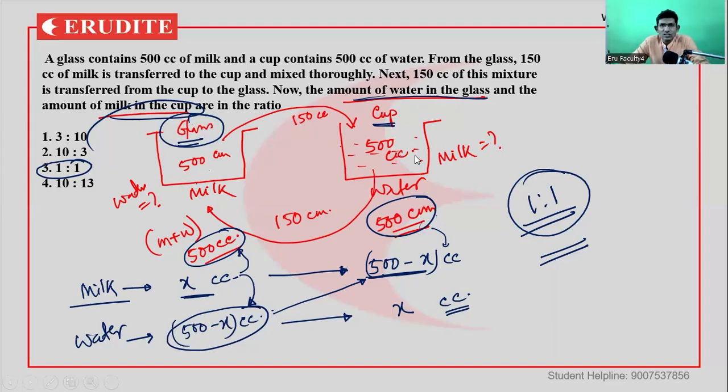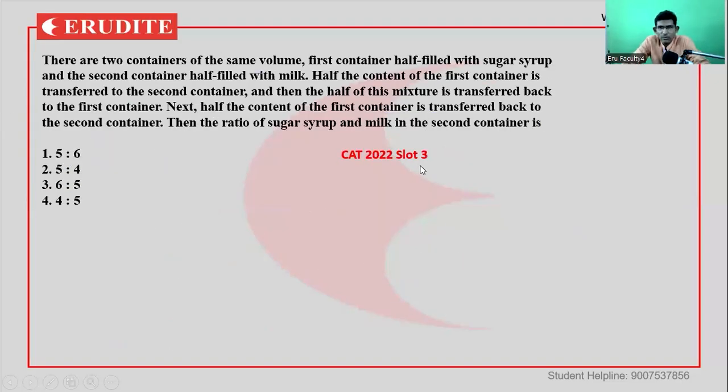Fine. So next, now we take another question, this type of logical question. This appeared in CAT 22 slot 3. Now it says, there are 2 containers of the same volume. The first container is half filled with sugar syrup and the second container is half filled with milk. Half the content of the first container is transferred to the second container, and then half of the mixture is transferred back to the first container. Next, half the content of the first container is transferred back to the second container. Then the ratio of the sugar syrup and milk in the second container is what?